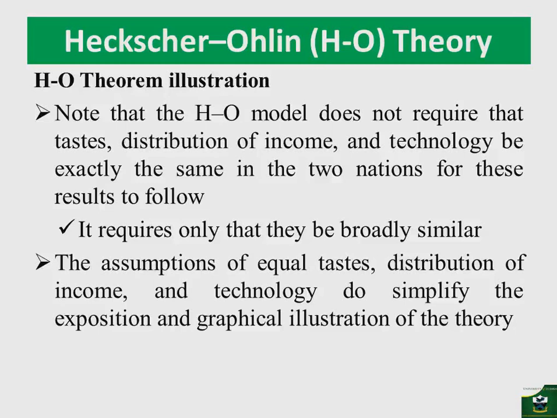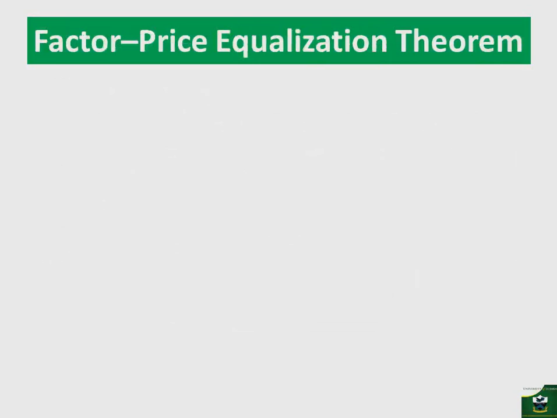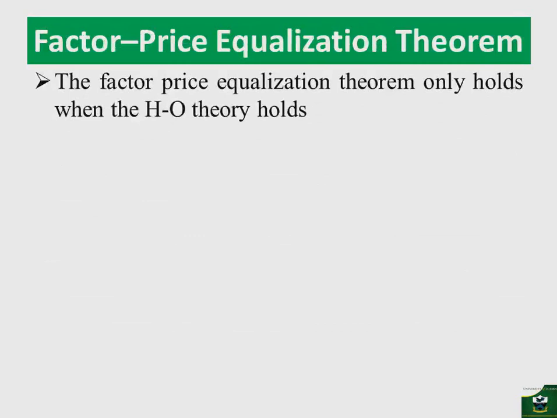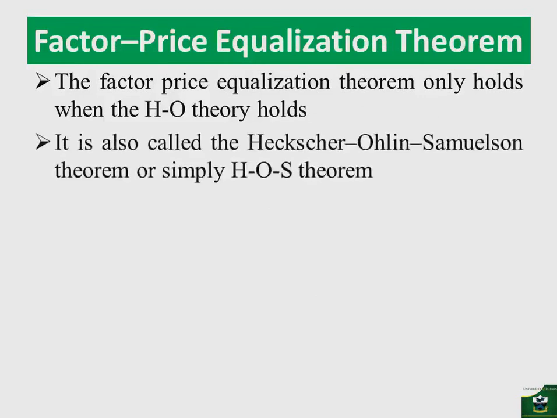Okay, so now let's turn our focus to the factor price equalization theorem, which is the second part of the Heckscher-Ohlin model. Here, the factor price equalization theorem only holds when the Heckscher-Ohlin (HO) theory holds. It is also called the Heckscher-Ohlin-Samuelson theorem, or simply the HOS theorem. This is because the one who proved this model is Paul Samuelson. So Paul Samuelson joins in the model, and the whole model gets to be called the HOS theorem, or Heckscher-Ohlin and Samuelson theorem.